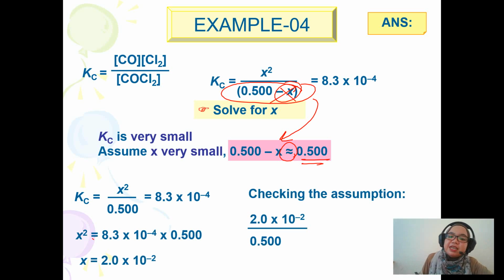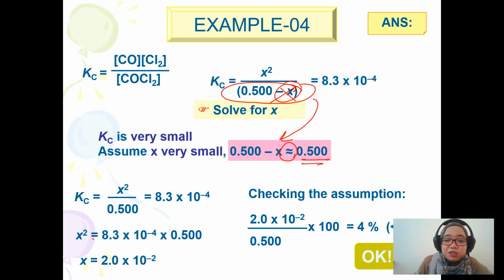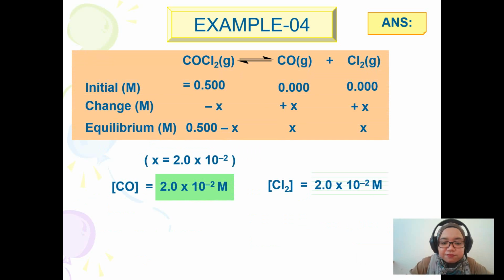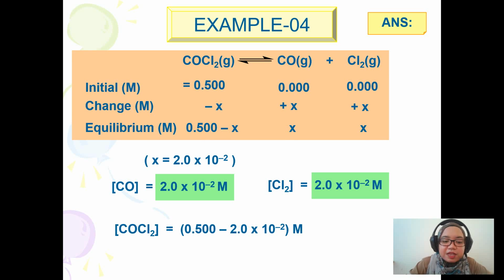When we check the assumption, x divided by the initial concentration gives 4%, which is less than 5%. So it is okay for us to assume that x is very small and ignore x. We don't need to use the quadratic formula. We can just solve as usual and get the equilibrium concentrations for all the species.